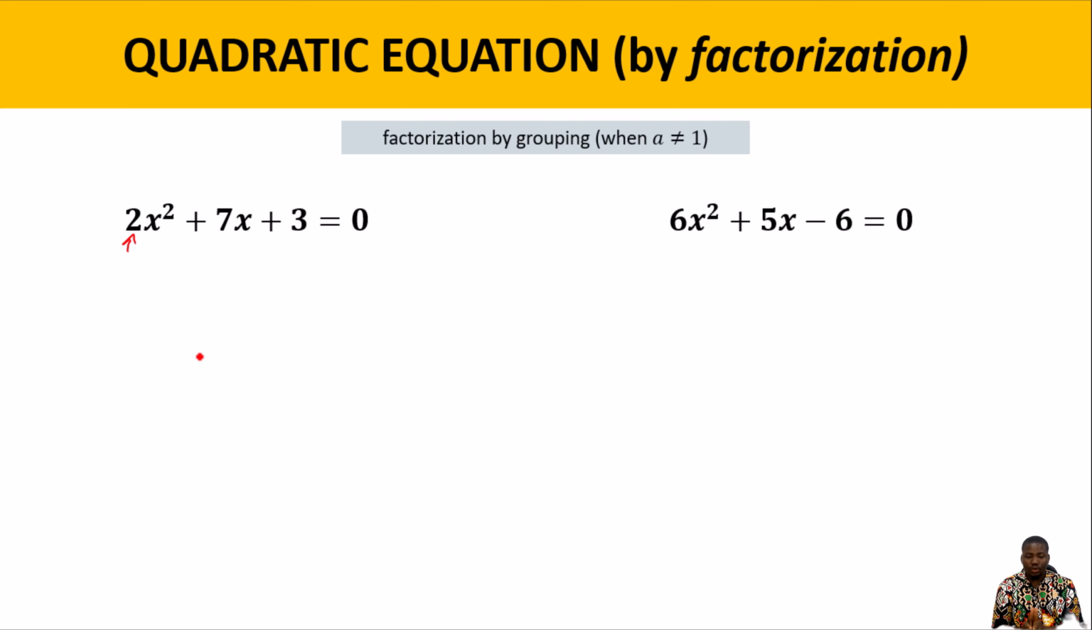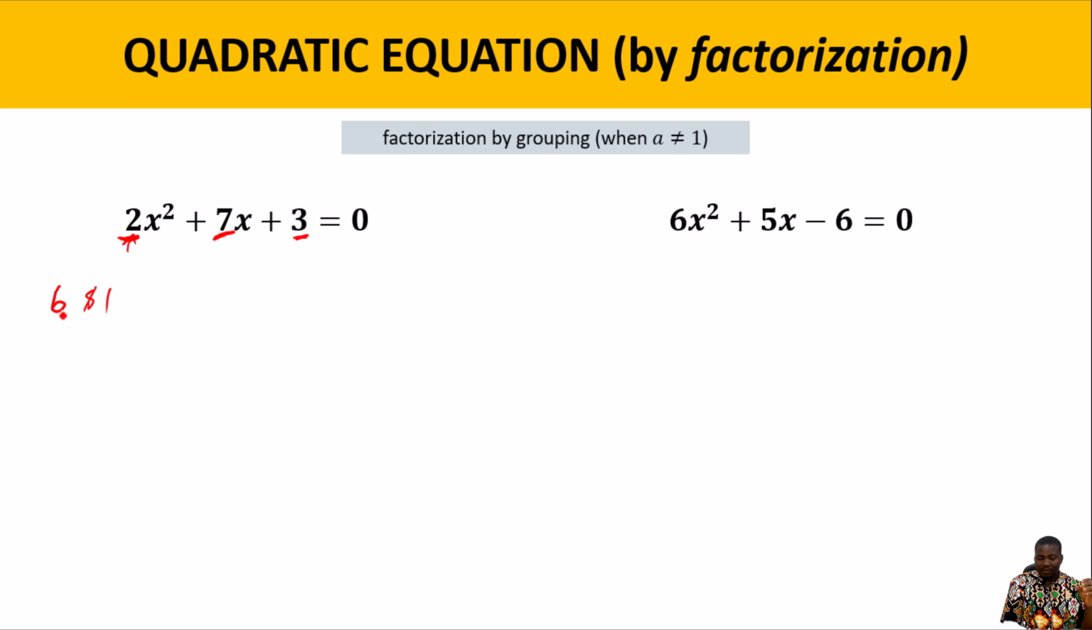Factorization by grouping. How do we do this? The first thing we do is we take this coefficient of x squared, multiply it with the constant. 2 times 3, that will give us 6. Now, we are looking for numbers that when we multiply them together, we get 6, but when we add them together, we get 7, the coefficient of x. In this case, I can think of 6 and 1. If I multiply 6 and 1, I get 6.